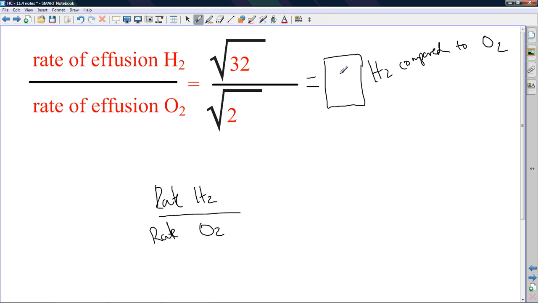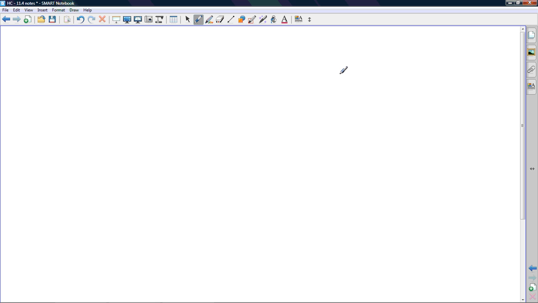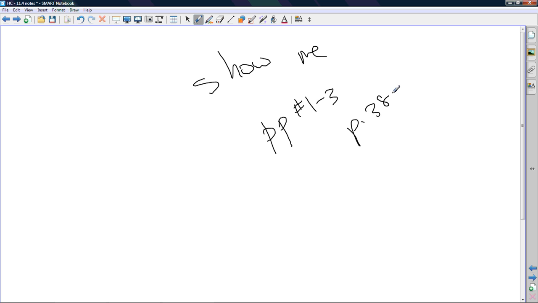First of all, I want you to think about square roots. And again, you can look in your book to double check that, but I want you to revisit that a little bit. Okay? So, pretty simple concept there. Now, what I want you to do, I got two show me's here. I want you to do practice problems number 1 through 3 on page 388. The hardest part here is, what does the answer mean?